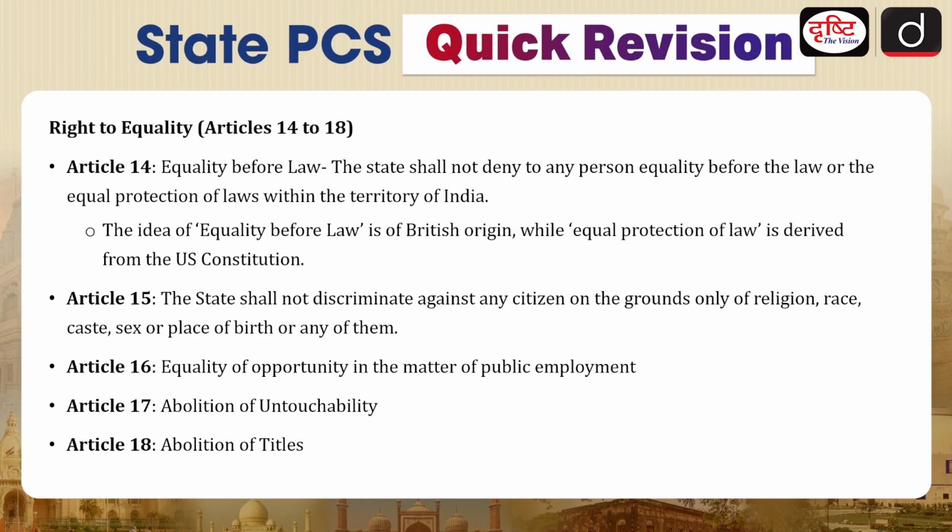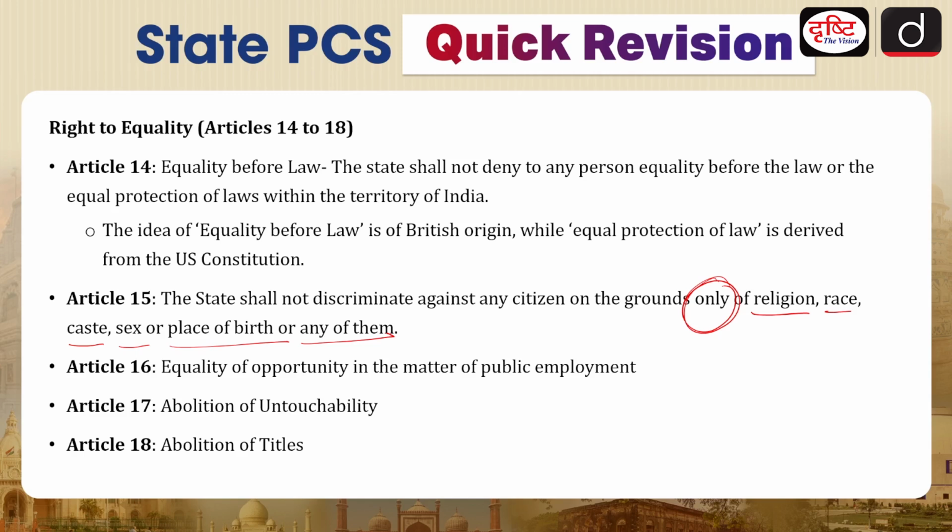Now coming to Article 15, that is talking about the state shall not discriminate against any citizen on grounds only of religion, race, caste, sex, or place of birth, or any of them. So they are saying that on the basis of only these things, religion, race, caste, sex, and place of birth, you cannot discriminate against any particular person.